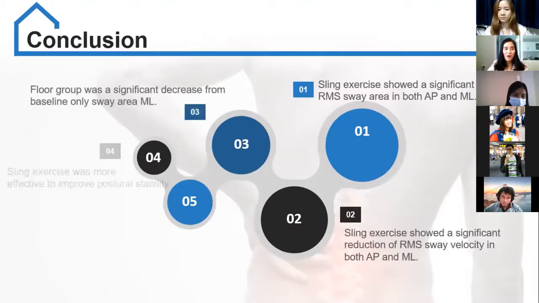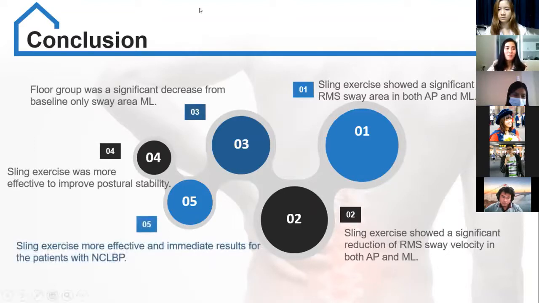The conclusion of this study: the results show sling exercise was more effective in improving stability in all parameters than the floor exercise.